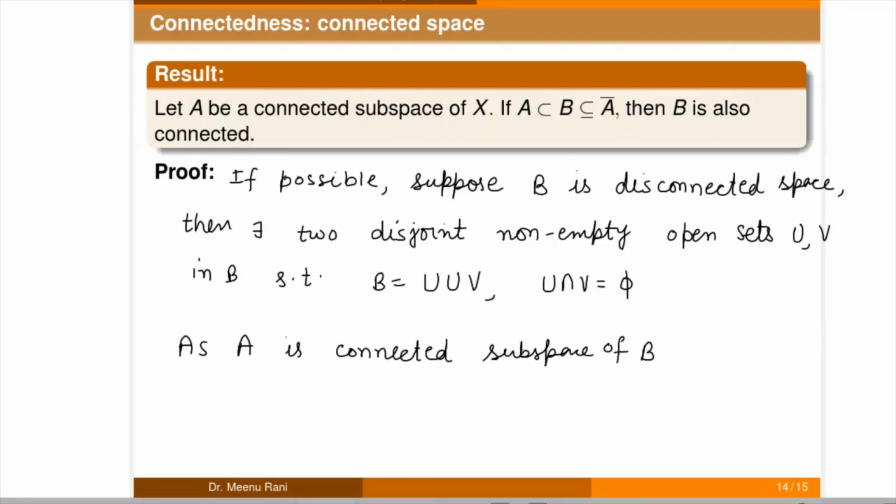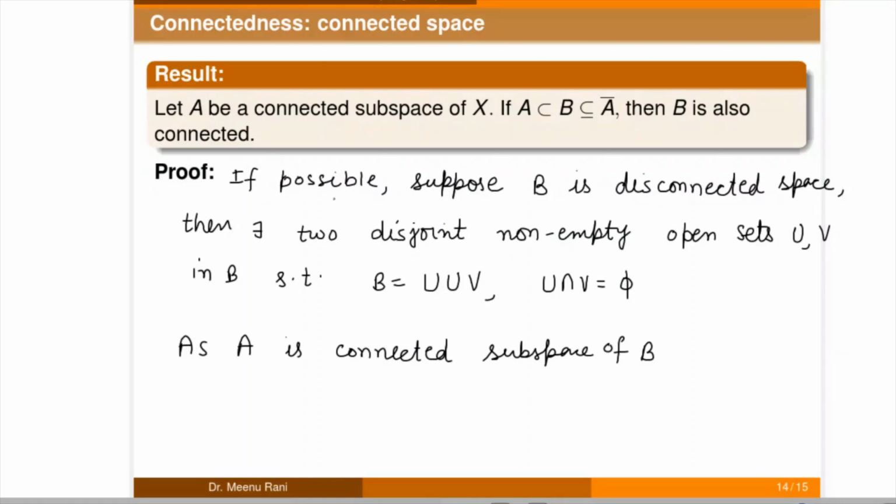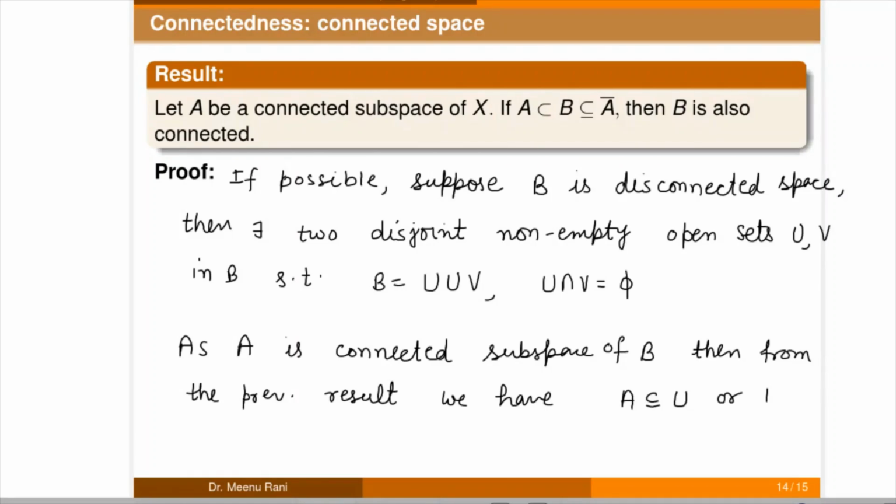Now B is a disconnected space and A is a connected subspace of B. So from the previous result, that is, if X is a disconnected space with the disconnection A and B and Y is a connected subspace of X, then either Y is contained in A or Y is contained in B. So here the disconnection of B is U and V, then we have A is contained in U or it is contained in V.